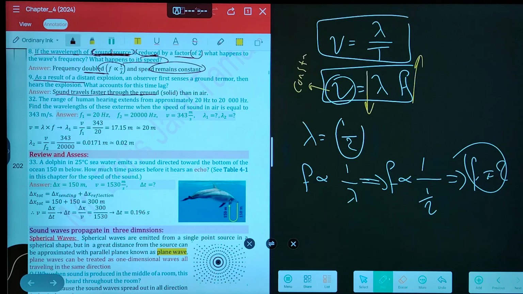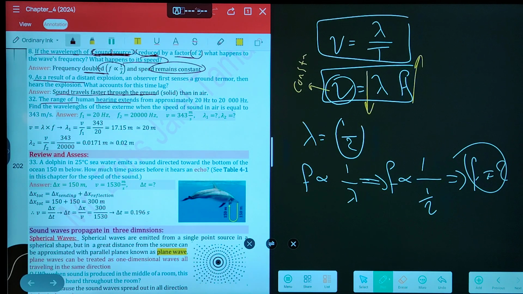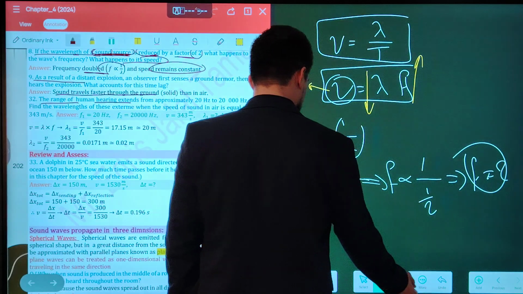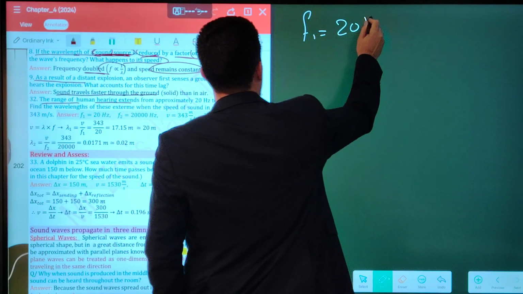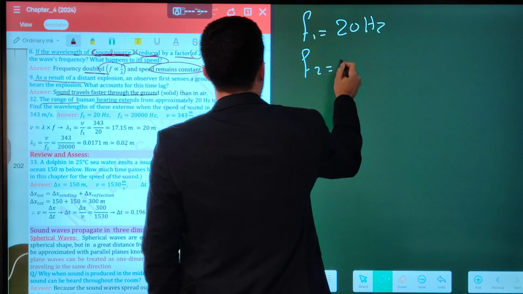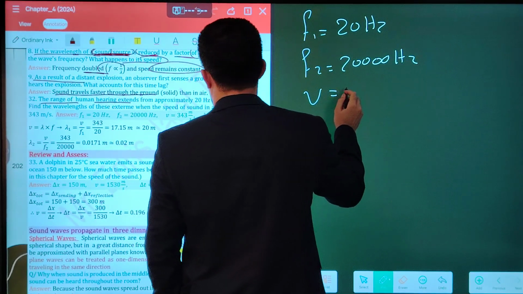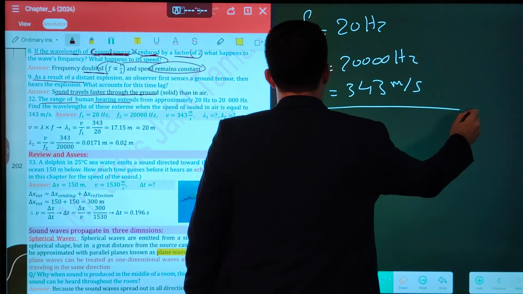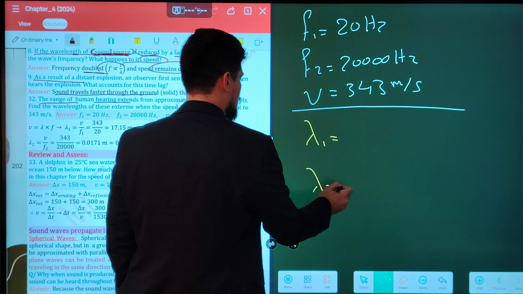Okay? The range of human hearing extends from approximately 20 hertz to 20,000 hertz. Find the wavelength of this extreme when the speed of sound is equal to 343. The speed of sound is constant. The first frequency given is 20 hertz, the second frequency is 20,000 hertz. Speed in both cases is constant, 343 meters per second. Determine the range of the wave: wavelength number 1, wavelength number 2.